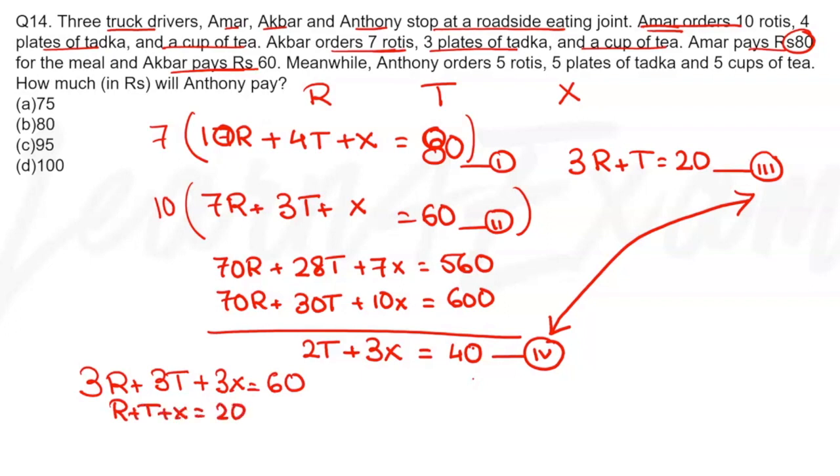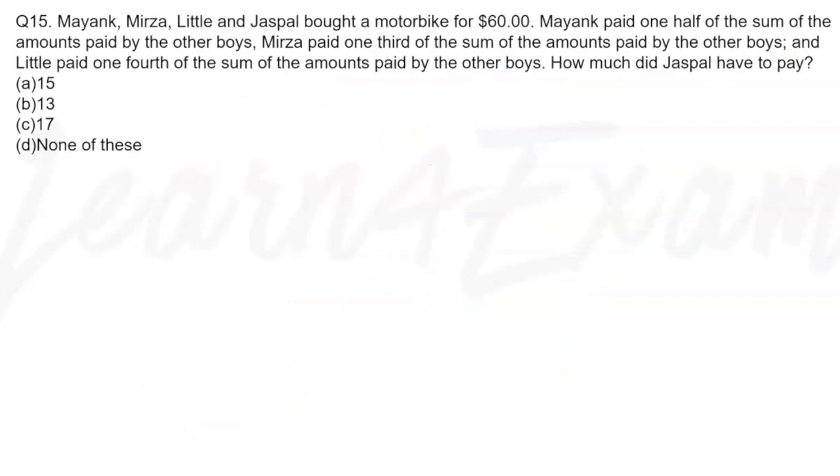What do I need to find out? I need to find out 5 rotis, 5 tarkas, and 5 cups of tea. So 5 into this would be 20 into 5, or the total bill of 100. The answer for this question thus becomes option D. Right? Okay, let's move into the next.